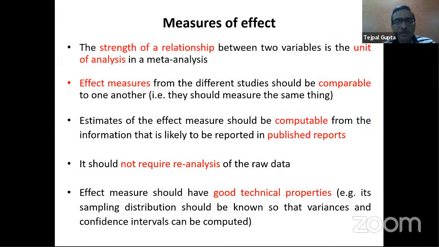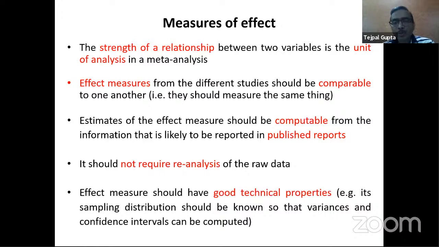Now, what are the measures of effect in a systematic review and meta-analysis? The strength of a relationship between 2 variables is the unit of analysis in a meta-analysis. And the effect measures from different studies should be comparable to one another. That is, they should be measuring the same thing. If one study measures something else and the other study measures something else, you cannot pool the data from those 2 studies.